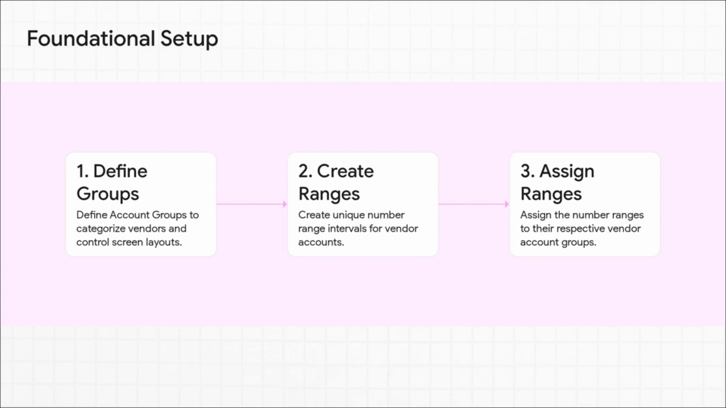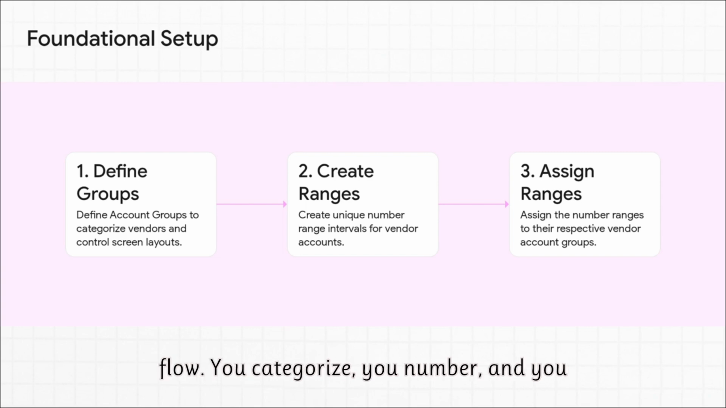And the final step, you just assign those numbers to the right groups. See? It's a really logical flow. You categorize, you number, and you link.